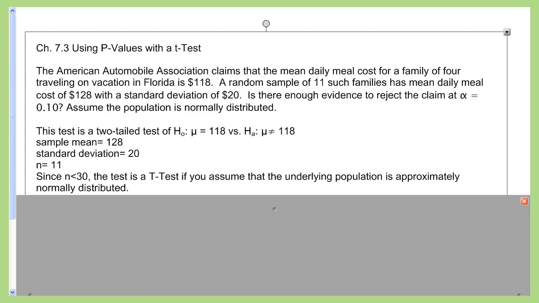This is chapter 7.3, using p-values with the t-test.